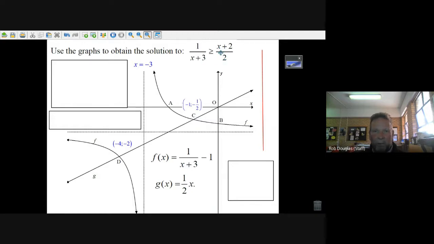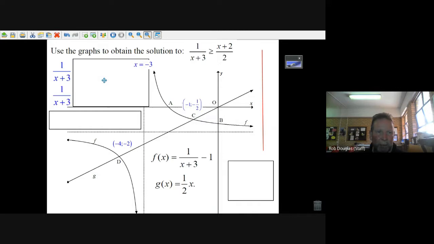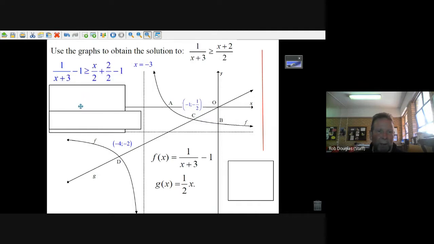Well, what the heck is this? This isn't part of anything that we've done. Well, there's something strange because that's not the function. It's not either function. But you have to get a little bit clever and look. How could I turn this into the original function? Well, what I'd do is I'd subtract 1. Now it is the function. 1 over x plus 3 minus 1. There it is.